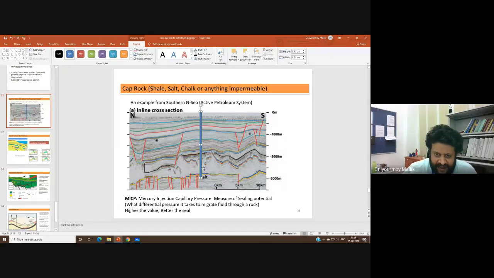Now, the salt layer that I have been talking about is extremely important. In this particular case, this is an example from the North Sea. This reservoir is called the Rotliegend Reservoir. This is of Permian age.